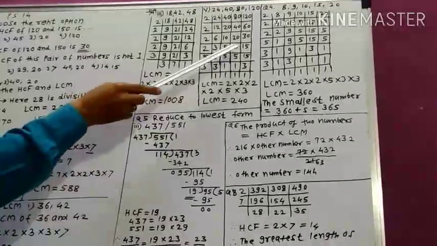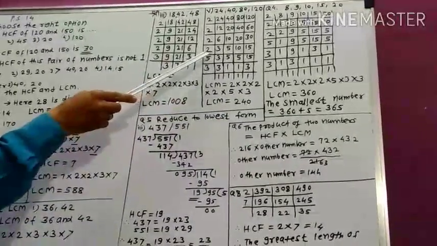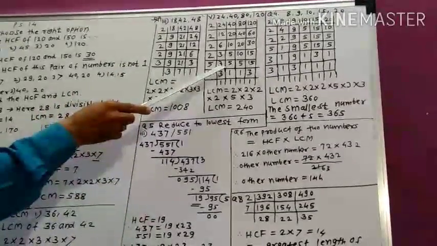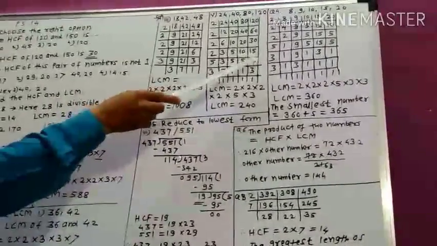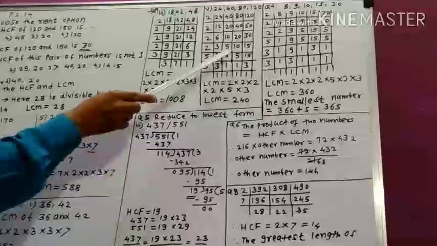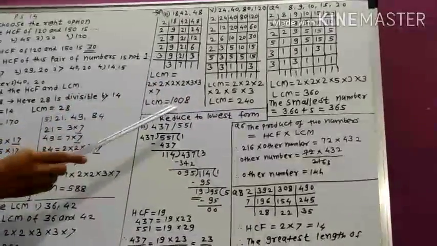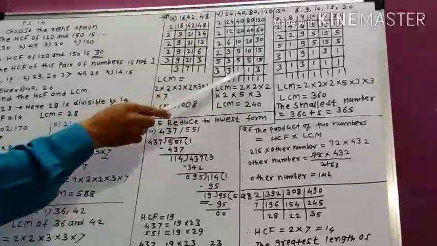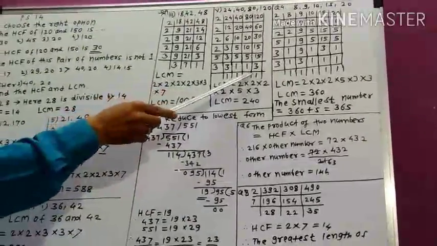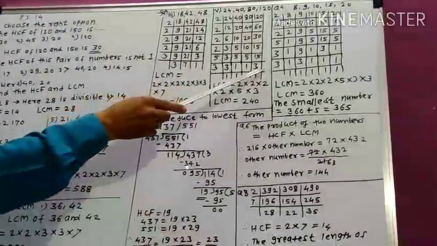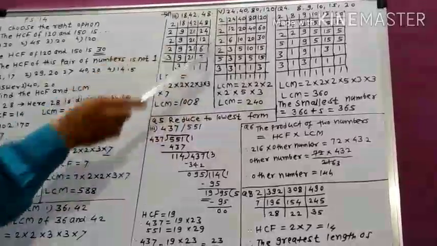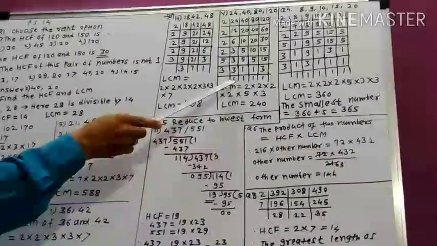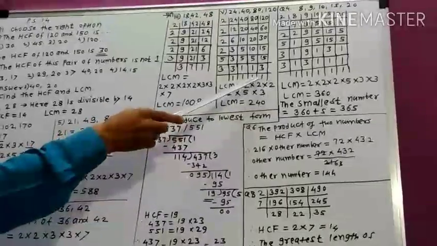In this 3, 5, 10, the 10 is also divisible by 2. We get quotient 3, 5, 5. This 5, 5 is divisible by 5, 3 remains as it is. Then 5 divisible by 5, 1. 5 divisible by 5, 1. Then again divide by 3. We get quotient 1, 1, 1.